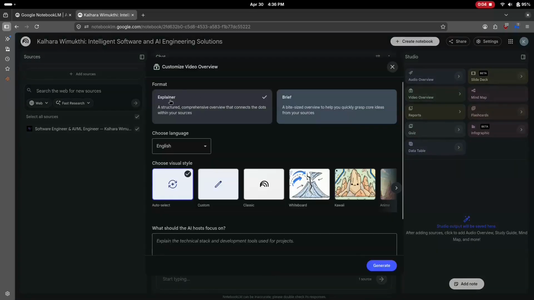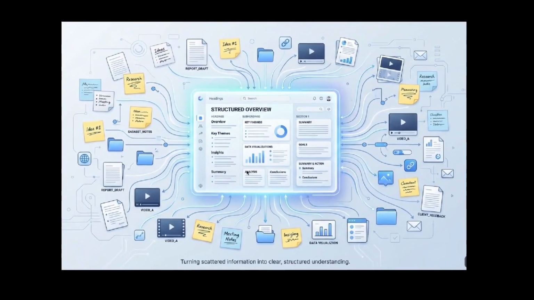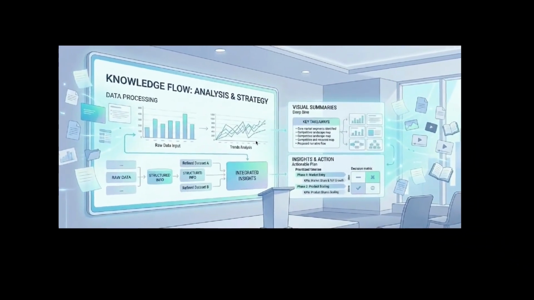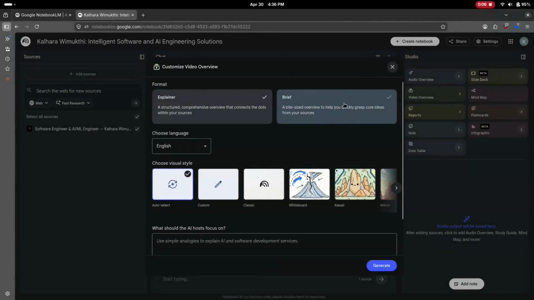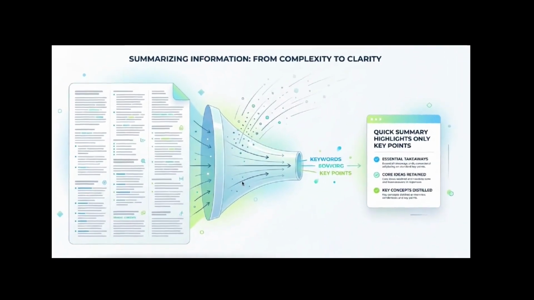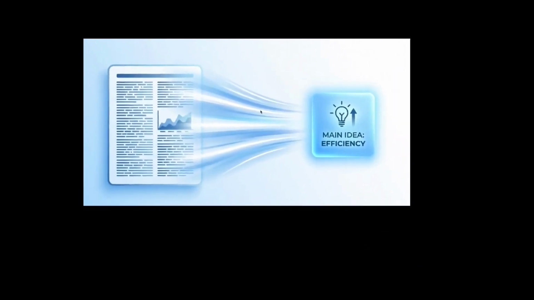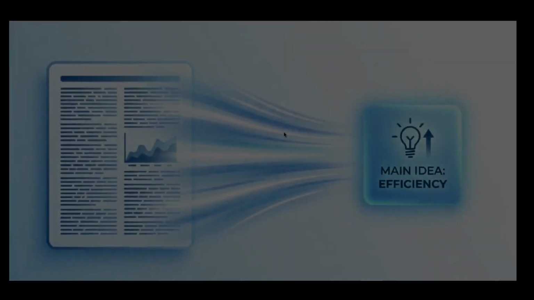So what is Explainer? Explainer gives a more detailed and structured overview. It connects ideas from your sources and explains them clearly, making it ideal for presentations or in-depth understanding. What is Brief? Brief provides a short and quick summary. It highlights only the key points, so you can understand the main ideas fast without going deep.